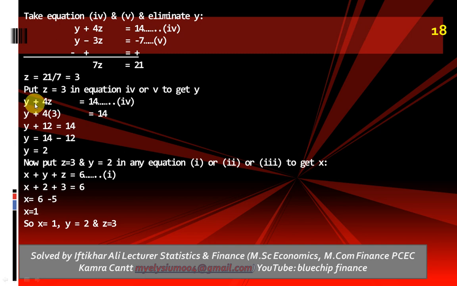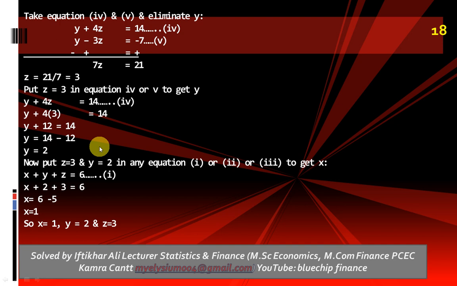So we selected here equation number 4, y plus 4z equals 14, and z is equal to 3. So 4 multiplied by 3, 12, plus y equals 14. So this 12, when it goes to the other side of the equation, it will change to a minus sign, and y will be equal to 2. Now you have two values, z and y.